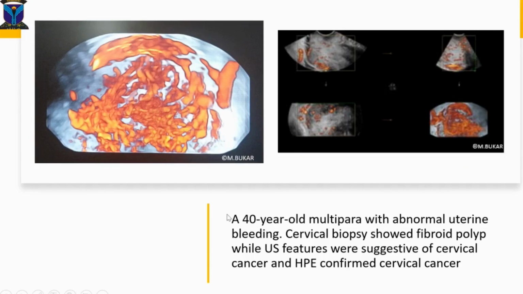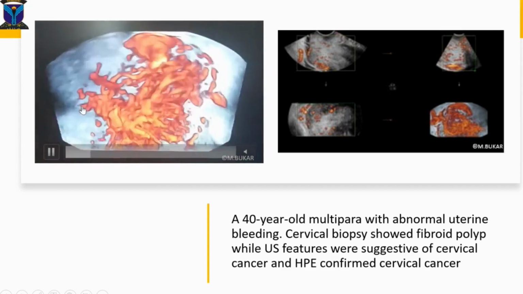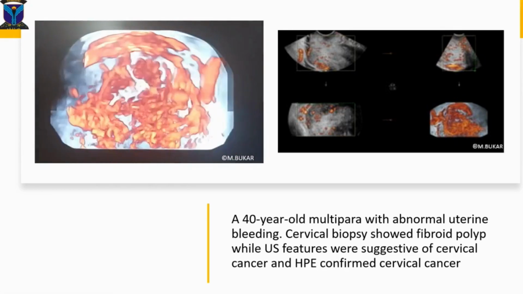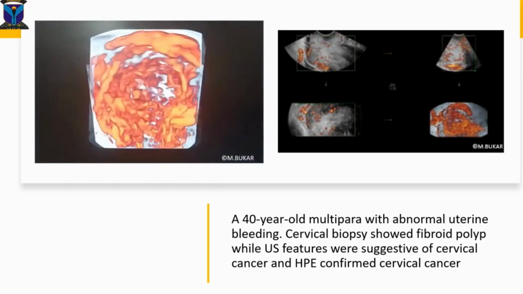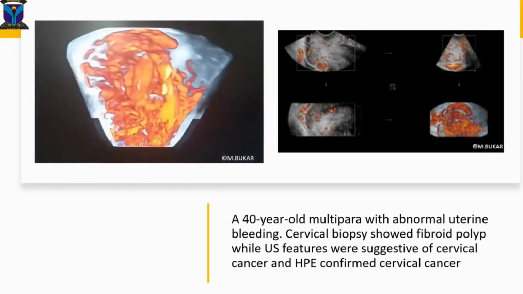This was a case of cervical cancer. Again, look at the arrangements. The high density flow here, dilatation, the looping, stenosis, branching. Look at the single loop of this case of cervical cancer.